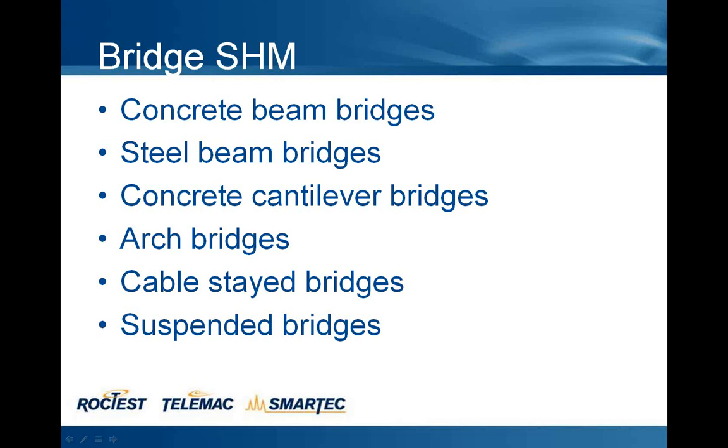There are, of course, many different types of bridges. Here I have listed the most common ones: concrete beam bridges, steel beam bridges, concrete cantilever bridges, arch bridges, and the major bridges like cable-stayed and suspended bridges. Each of these categories presents some general risks that we can somehow generalize by type of structure, but of course each specific structure might also have its own specific risks associated with the location, with the specific design details, etc.